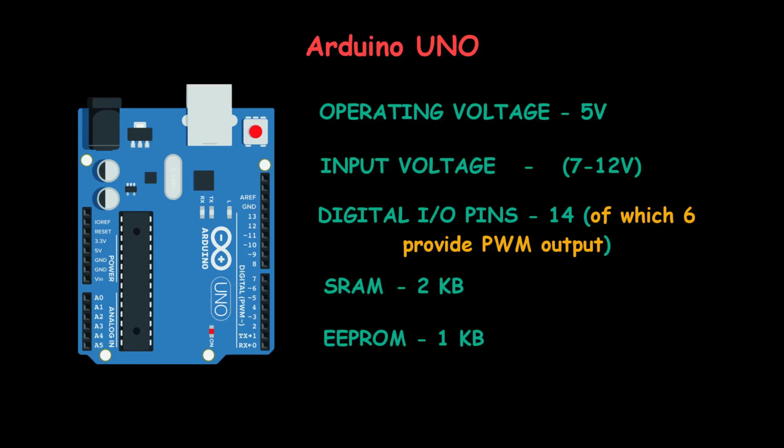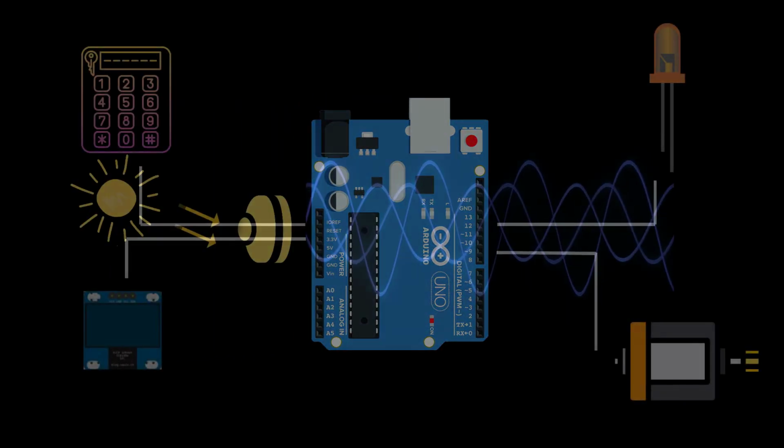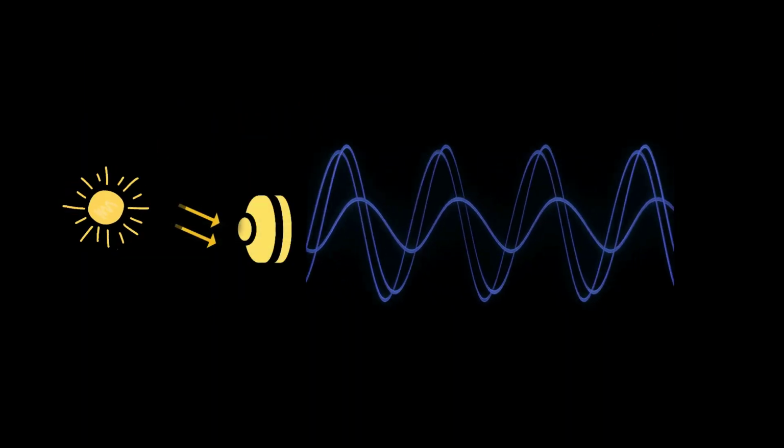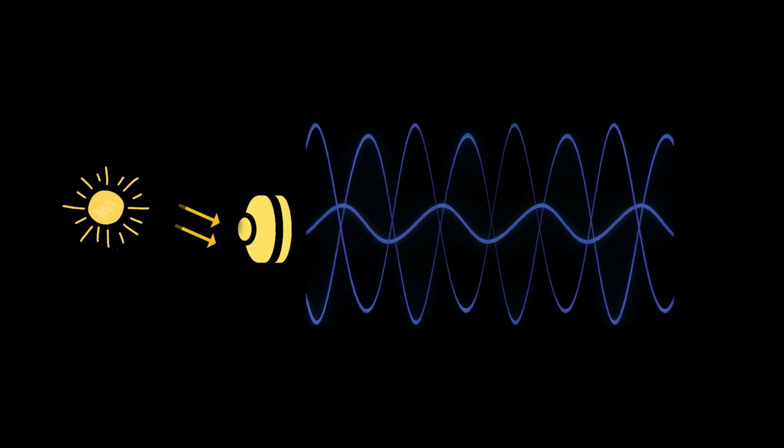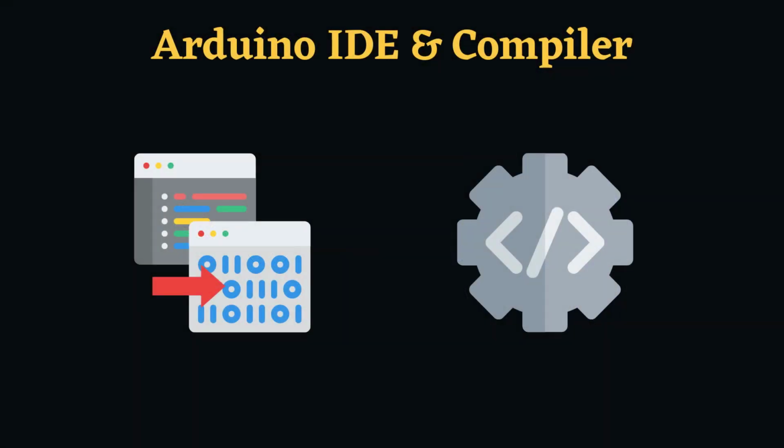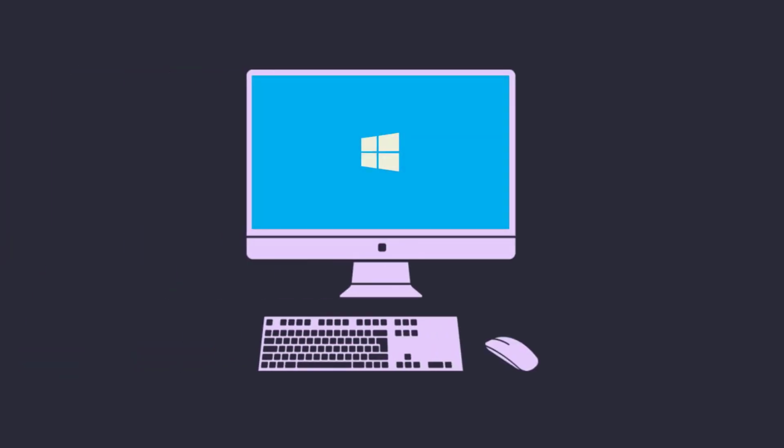In the last video we have seen a brief introduction of Arduino. We have also seen why we need an Arduino board. In this video we'll talk about Arduino IDE and compiler. But before we start, let's first understand what is source code.